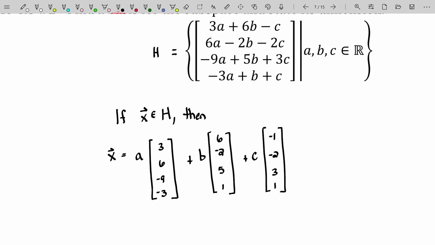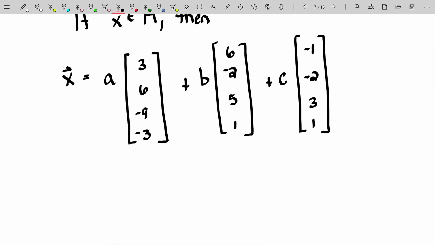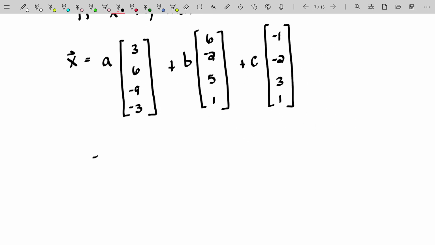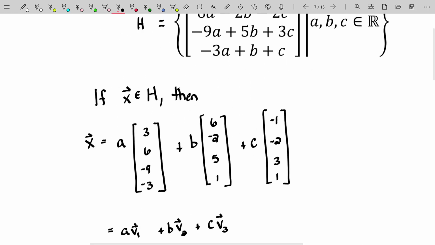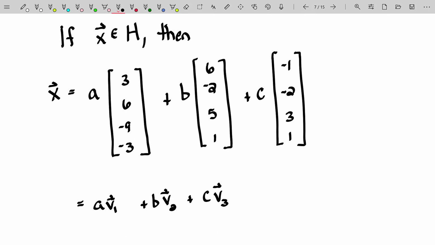Well, if X is from that space, then I know that X has the form A times this first vector plus B times this second vector plus C times this third vector. I'll go ahead for the time being call those vectors V1, V2, and V3. Now, if all vectors in X are generated from those 3 vectors, you might think, well, then V1, V2, V3 forms a basis for the vector space H. And remember, subspaces are also vector spaces. That's why I just called it a vector space.